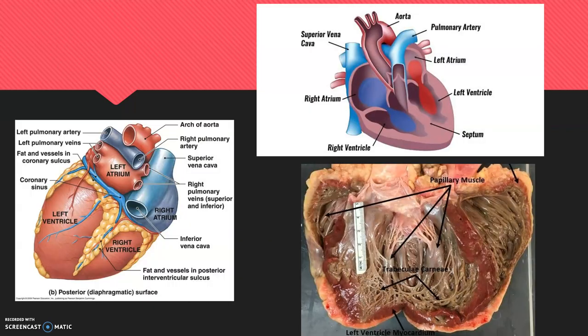And you can see there all of the different parts. You can see the trabeculae carneae. You can see the ventricles. You can see the fatty portion of the sulci.